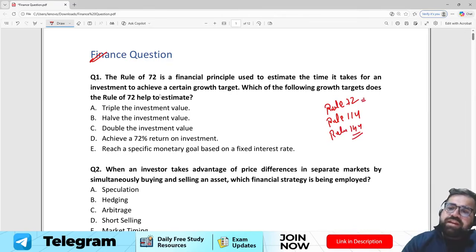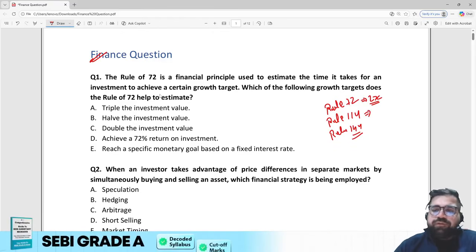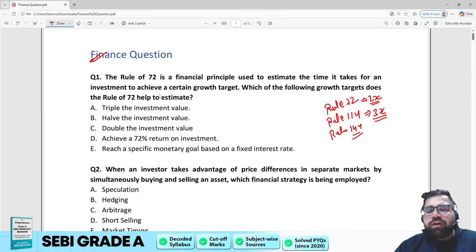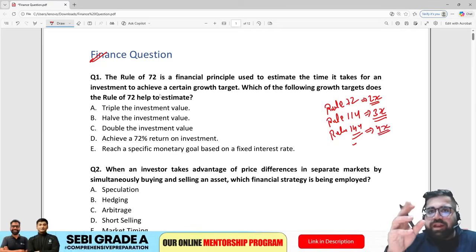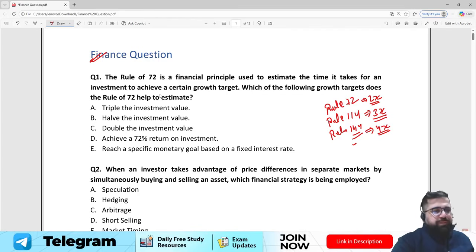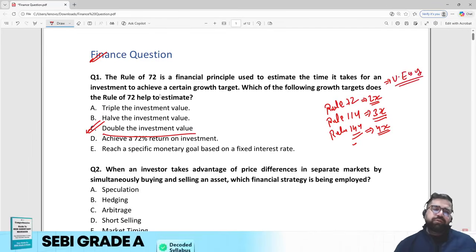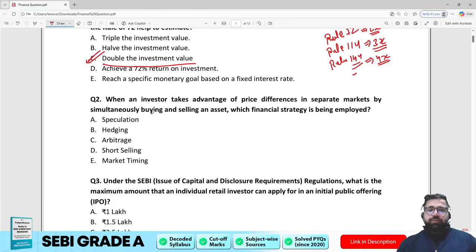Rule of 72 basically tells you how much time it will take to double your investment. Rule of 114 tells you how much time it will take to triple your investment, and rule of 144 tells you how much time it will take to quadruple, to make your investment 4 times. Now just check the answers. The correct answer will be option C, because double the investment value is the correct answer. According to me, this is very easy, and if you are going wrong in these questions, then you have to ask yourself what effort is needed to make sure that you are on the right path.